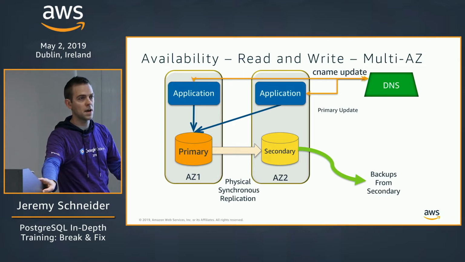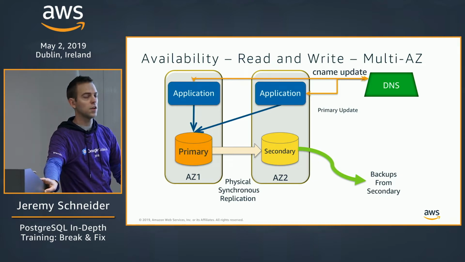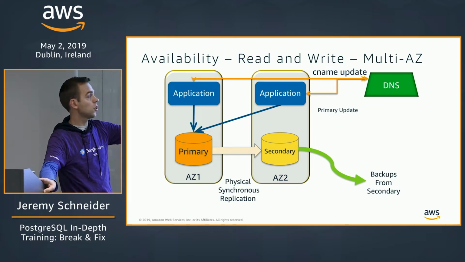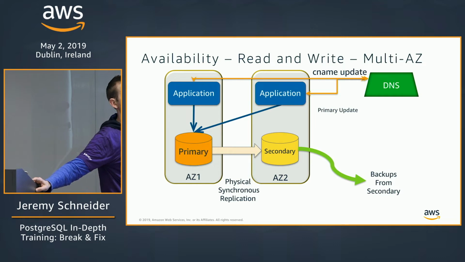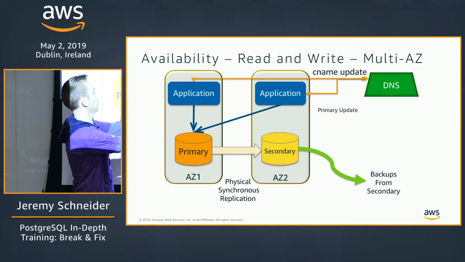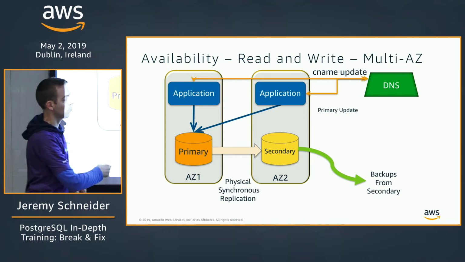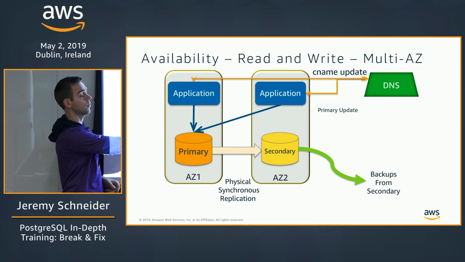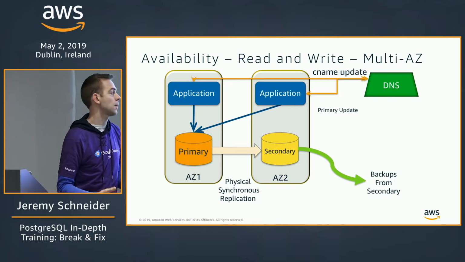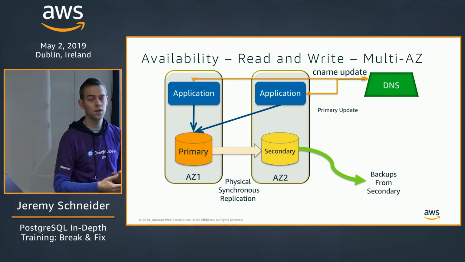If you're in RDS and you have Multi-AZ, then your backups will come off of your secondary, not off of your primary. If you trigger a failover and move your primary over there, the backups will begin to come from this side instead of the other side. So at the next backup window, the next snapshot is going to come from here.